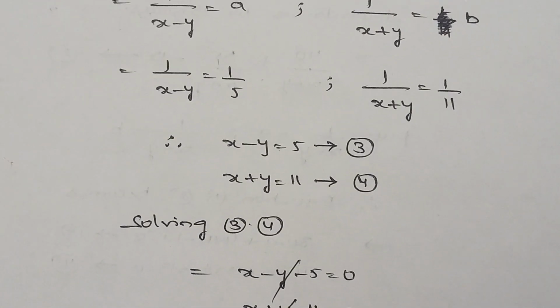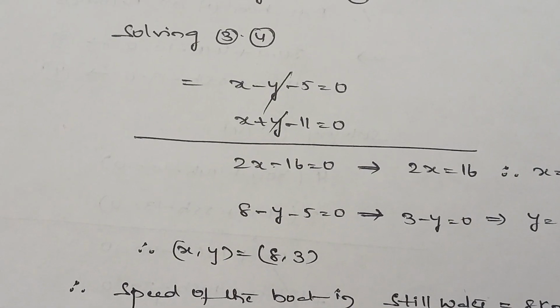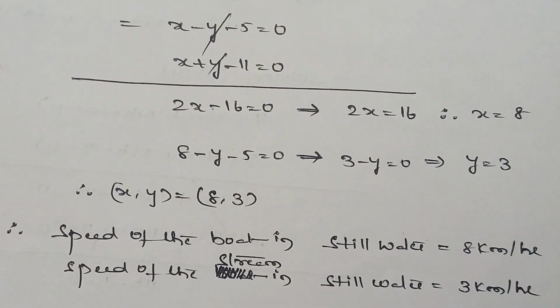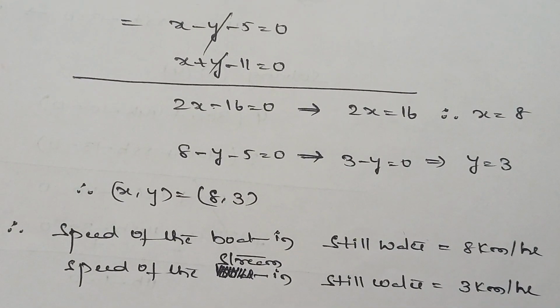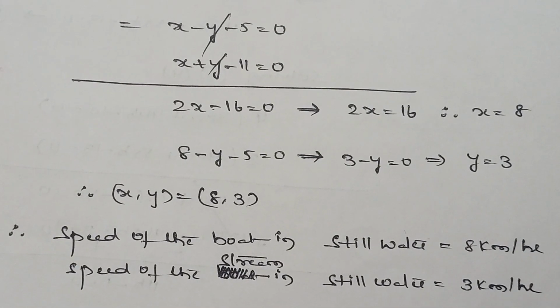Solving those two, we get x value equal to 8 and y value equal to 3. Therefore the speed of the boat in still water is 8 kilometers per hour, and the speed of the stream is 3 kilometers per hour. I hope you understand this sum.